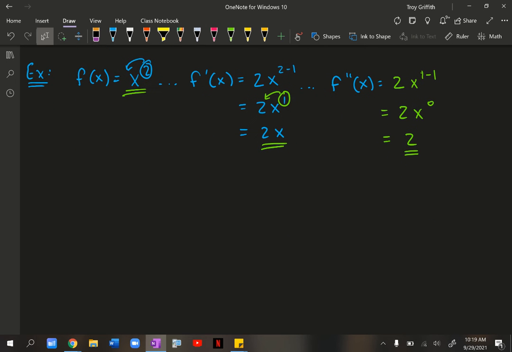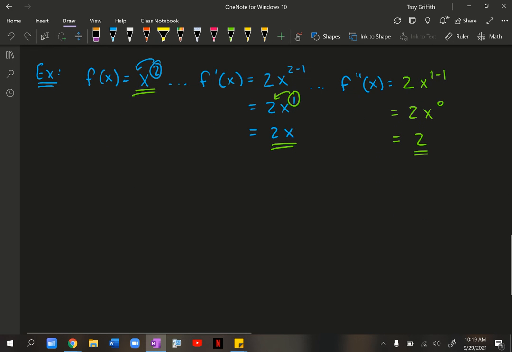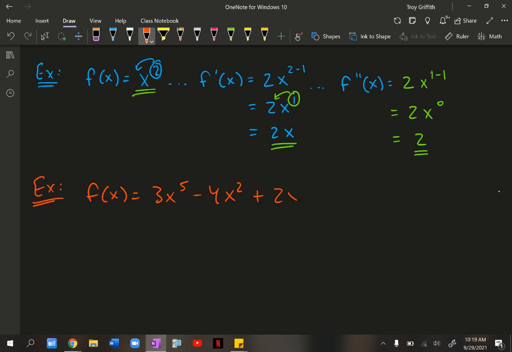So, a bigger example here. Let's say that I wanted to do f of x equals 3x to the 5th minus 4x squared plus 2x plus 11. And let's say I want to take this derivative. Here's what I would do. Multiply the 5 to the front. 3 times 5 is 15. Subtract 1 from the exponent. I get 4. Minus 4 times 2. To take this 2 and multiply it to the front is 8.